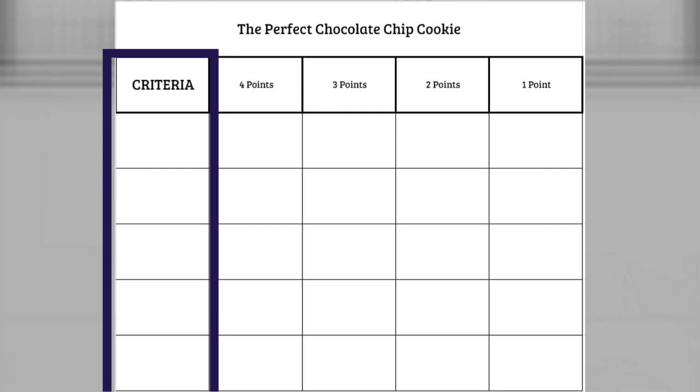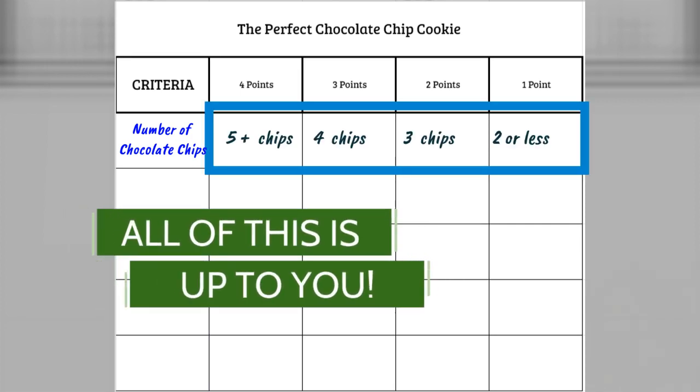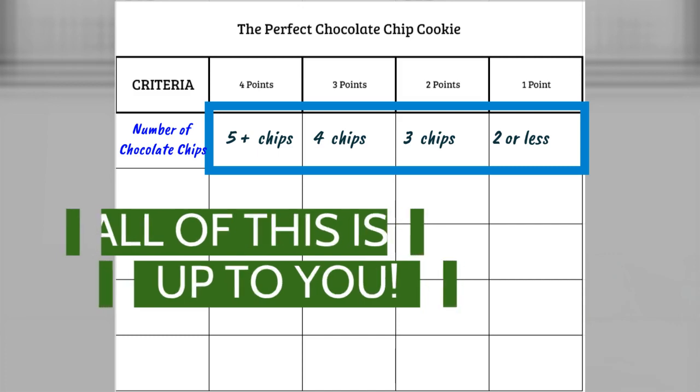So in this column here, you're going to be writing what each of the criteria is. This is when I mentioned you might want to put number of chocolate chips or shape. So you're going to come up with 5 different sets of criteria. And then in all of these boxes, you're going to put what a 4 point, 3 point, 2 point, or 1 point cookie might look like.